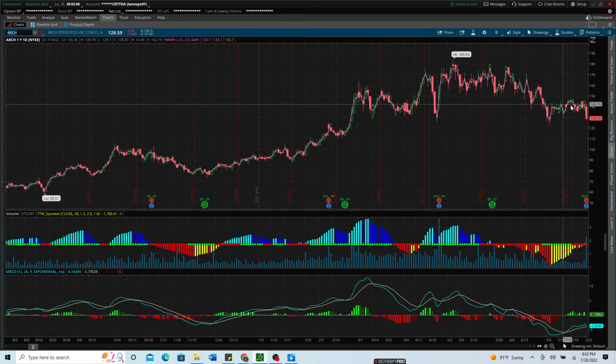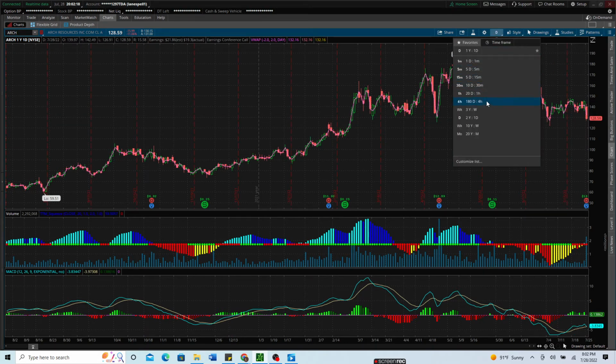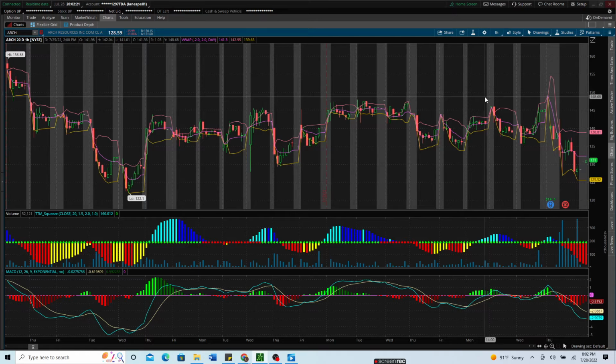Looks like they kind of broke out of a channel, but they hit the support level around anywhere from the 130 to the 126 level. So that's a good little range you can be looking at to potentially enter this position. But let's go ahead and get on a smaller time frame. Let's look at the 20-day 1 hour.